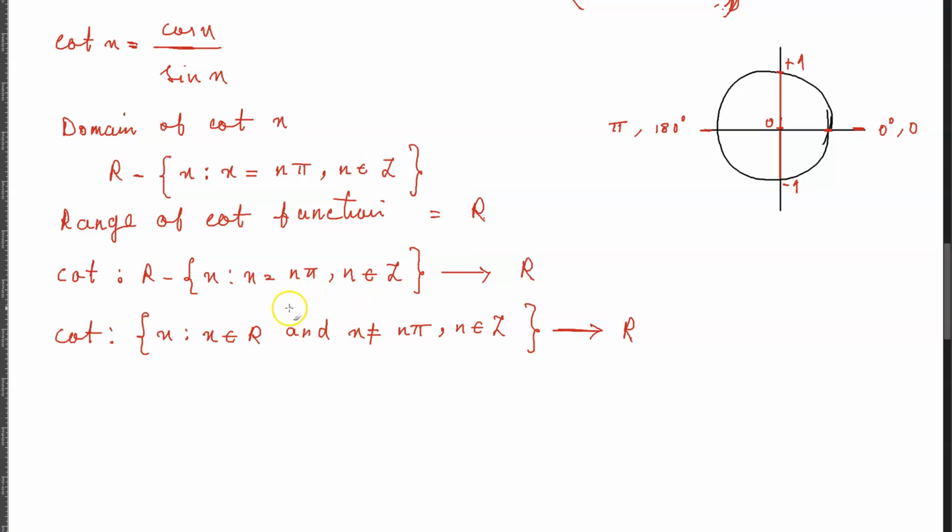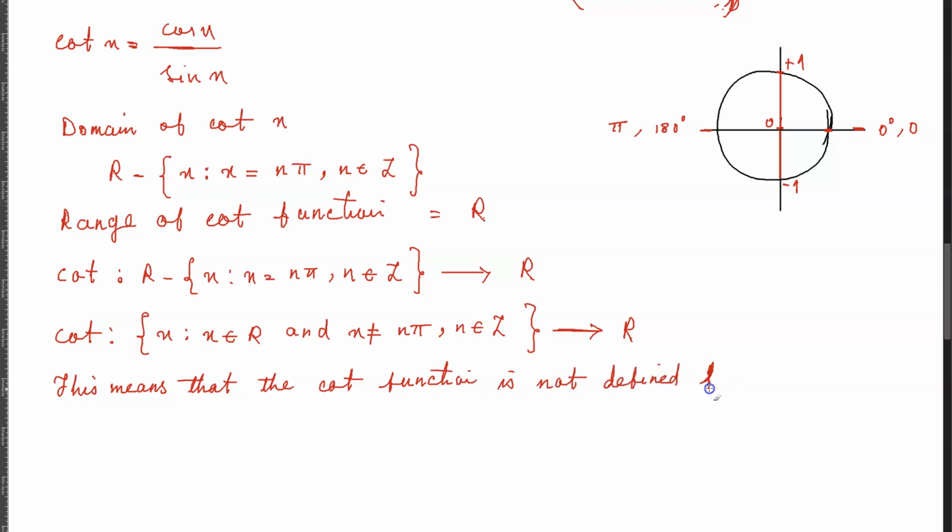So it means that the cotangent function is not defined for integral multiples of pi. So this means that the cot function is not defined for integral multiples of pi, right?